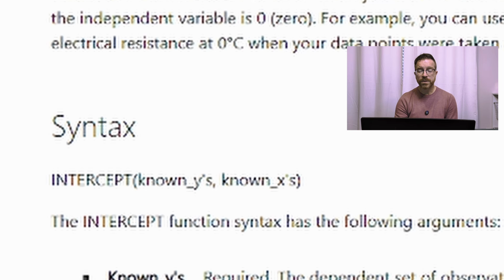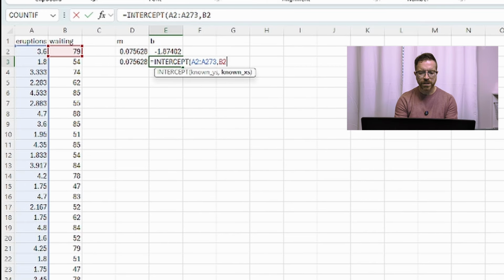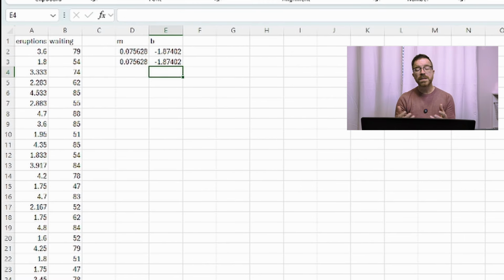If we wanted to do our intercept, right, so looking here, the syntax is you put equals to run a command, and then it's going to be intercept, known y's, known x's. So again, this is going to be equals intercept. I'm going to put my y values, A2 through A273, comma, B2 colon B273 in parentheses, and you'll see that we get the same intercept. So you could solve it just using LINEST, or you could solve it using the slope command and the intercept command.